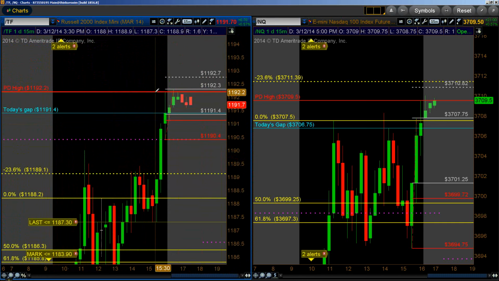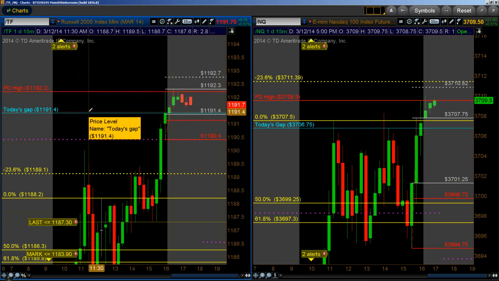The reason you want to know those levels tomorrow and even overnight, these are strong support and resistance levels. So I always want to know where my previous day high and low is. The gap for the TF tomorrow is 1191.4.